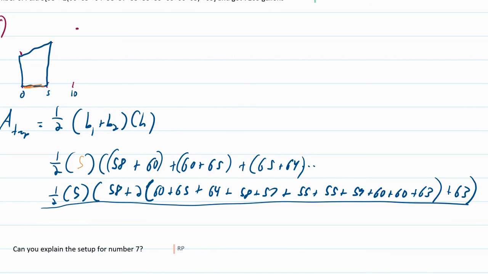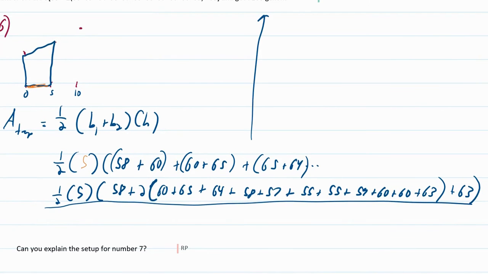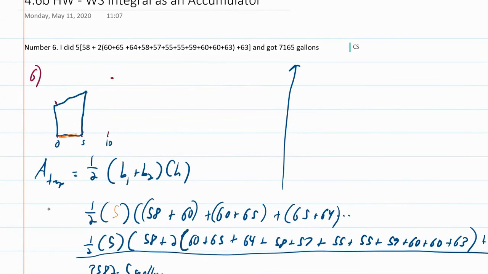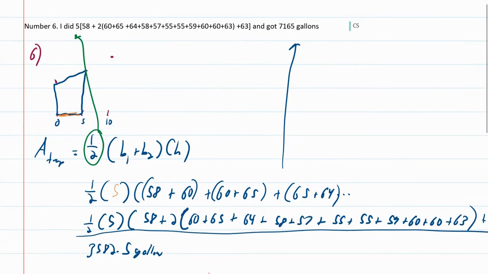Now, to answer the question about getting 7165, 7165 is exactly twice the amount that you're supposed to get. This is supposed to be equal to 3582.5 gallons. So what probably happened in this work up here that I'm seeing is that this 1/2 was missing. So that would make sense there.